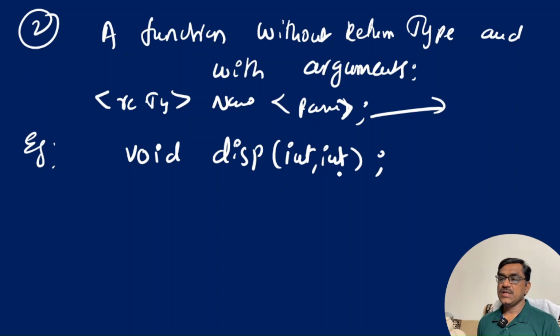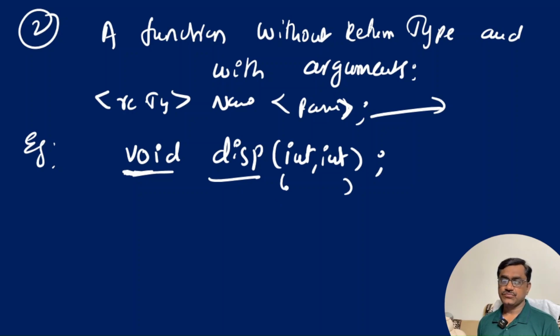So int comma int means the name of the function is display and it is not going to return anything, which means without return type, but it is going to take arguments. How many arguments? Two arguments. And what is the type of the arguments? Int comma int. We are mentioning the data types, but what are the names of the variables? Here I am not mentioning them.